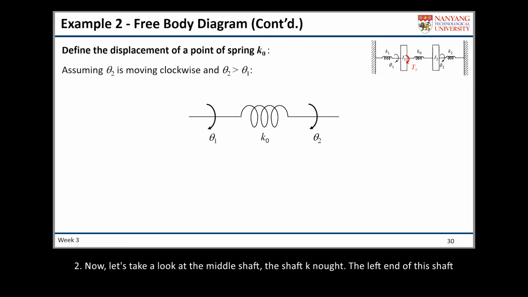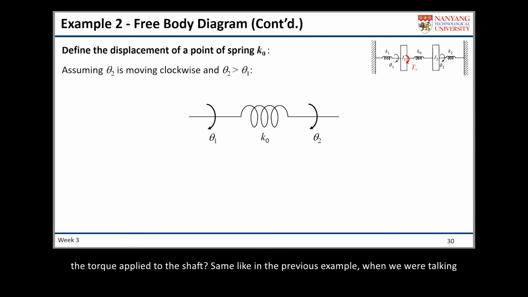Now let's take a look at the middle shaft, the shaft K0. The left end of this shaft is connected to J1, the right end is connected to J2. J1 is rotating in the clockwise direction by theta 1, J2 is moving in the clockwise direction as well by theta 2. So how do we derive the torque applied to the shaft?